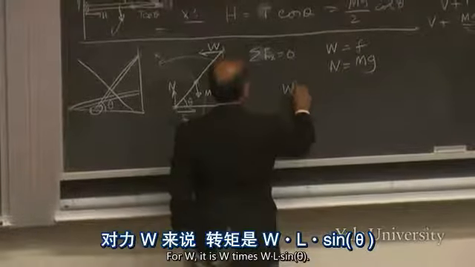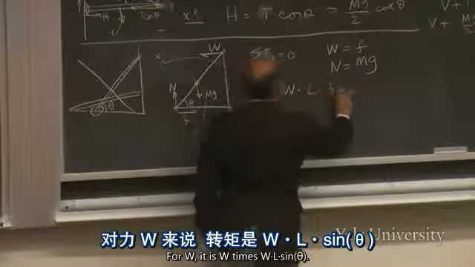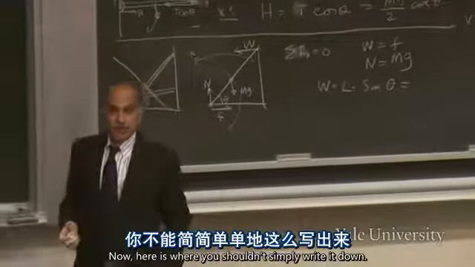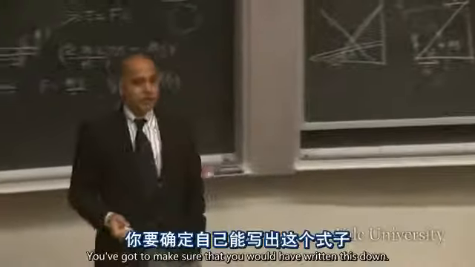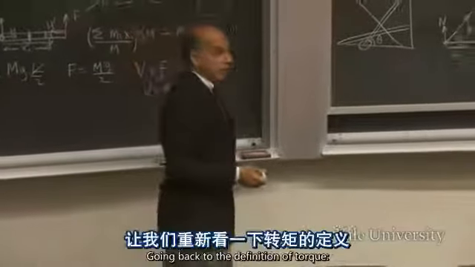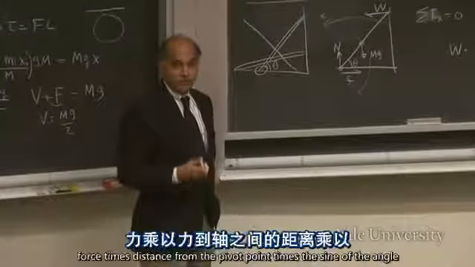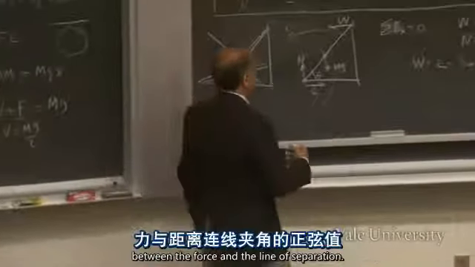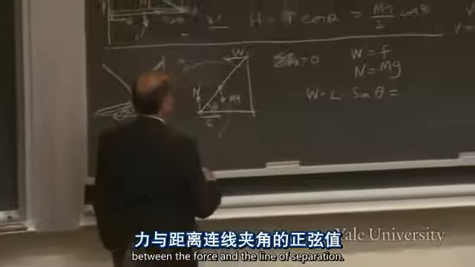For W, it is W times L times sine theta. Now here is where you shouldn't simply write it down. You got to make sure that you would have written this down. Going back to the definition of torque: force times distance from the pivot point times the sine of the angle between the force and the line of separation.